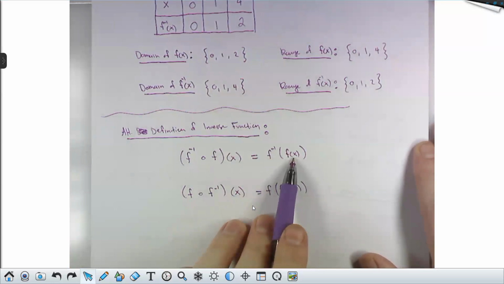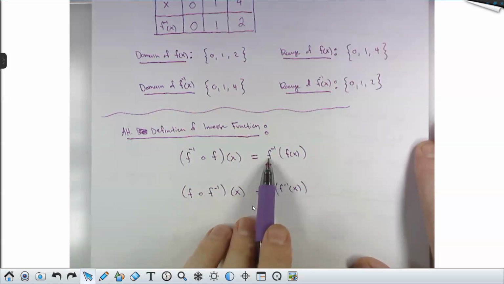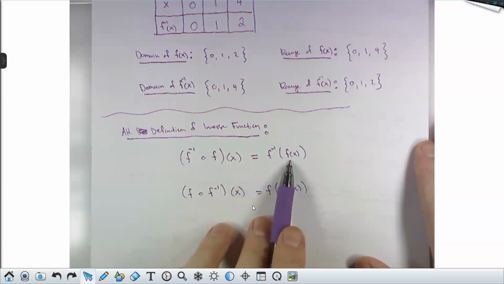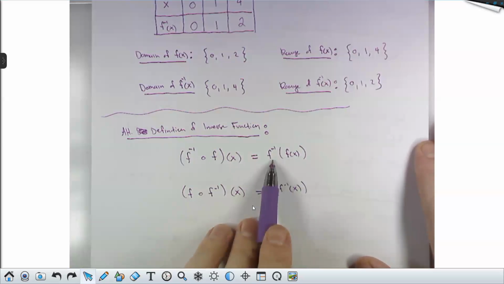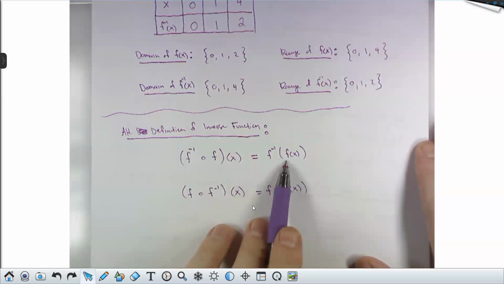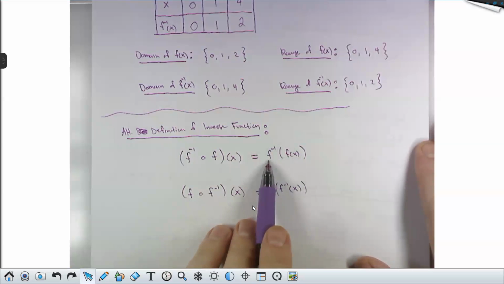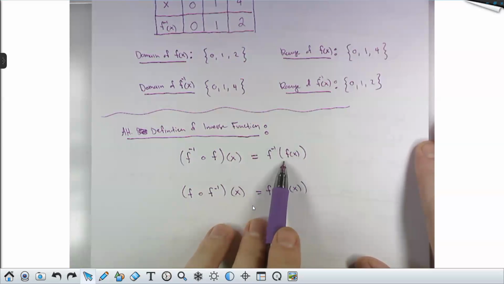If I start with some number and I apply the function f to that number, f does something to x. Maybe it multiplies by 7. Maybe it squares it. Maybe it draws a smiley face on it. F inverse should undo whatever it is that f does. That's the definition of f inverse that we've been using, right? F inverse is the function that exactly undoes whatever f does. So what should f inverse of f of x be?